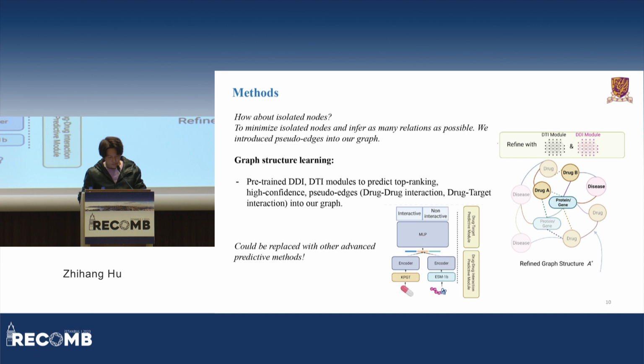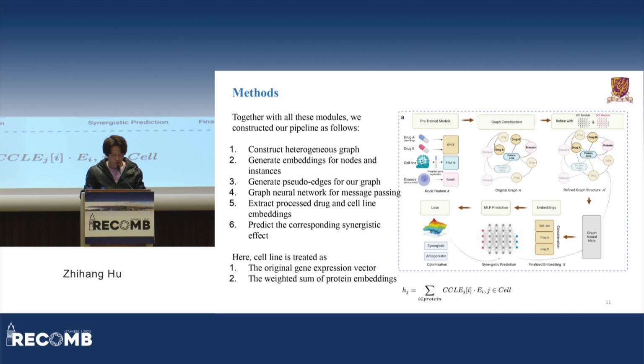Next, together with all these modules, we can construct our pipeline as follows. First, with the extracted data modalities, we construct our heterogeneous graph. Next, we generate node embeddings for our different node types. Third, we generate pseudo edges for our graph. Fourth, we conduct message passing on our refined graph with graph convolutional or graph attention networks. Fifth, we extract the corresponding processed drug or cell line embeddings from our heterogeneous graph. And finally, with those extracted embeddings, we conduct the prediction of synergistic effect.